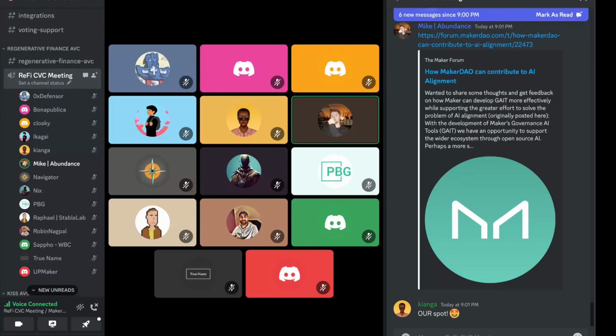I'll start with the article. The purpose of this article was because we talked about GATE, this idea of Maker's governance AI tools and how those can support the overall ecosystem. In the process of the end game, how do we bring people together, people who don't know much about Maker and how it works, and help them to be effective within Maker, get up to speed quickly, participate effectively, and maximize their impact within the protocol.